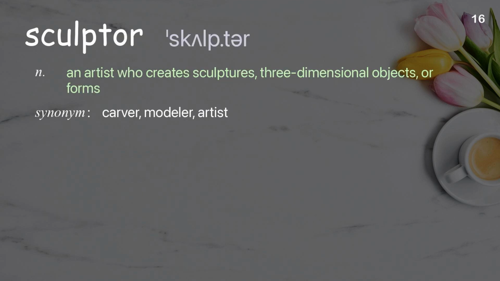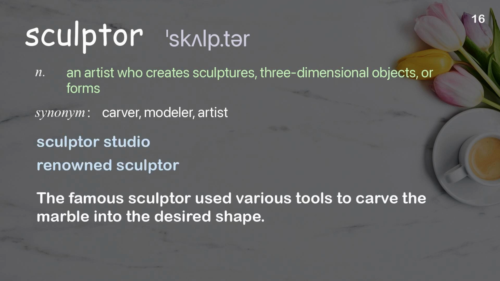Sculptor. An artist who creates sculptures, three-dimensional objects, or forms. Examples: sculptor studio, renowned sculptor. The famous sculptor used various tools to carve the marble into the desired shape.